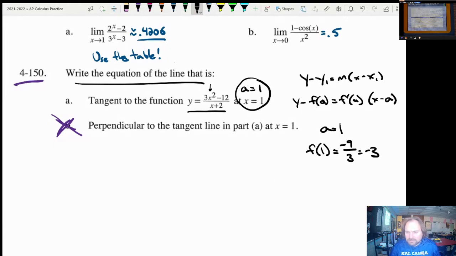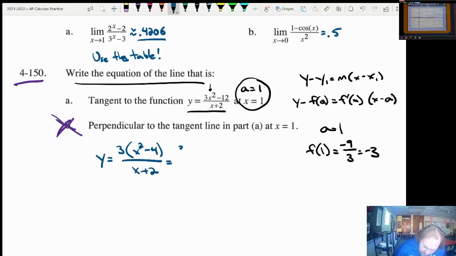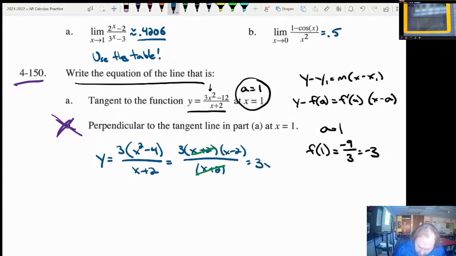Now the last part we're going to need is the derivative. And what's unfortunate about this is that we don't have a tool for finding that derivative yet. But I think if we factor out that 3, we can get the x plus 2 to cancel out. Yeah, the original function, let's factor the 3 out. We would have x squared minus 4 over x plus 2. And this is equal to 3 times x plus 2 times x minus 2 over x plus 2. And so the x plus 2's can cancel out, and now we got something a little more beneficial. This is 3x minus 4.